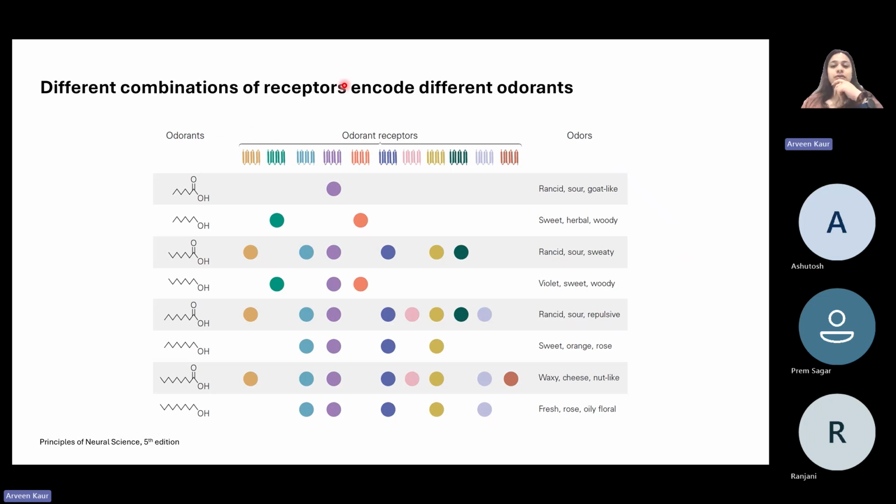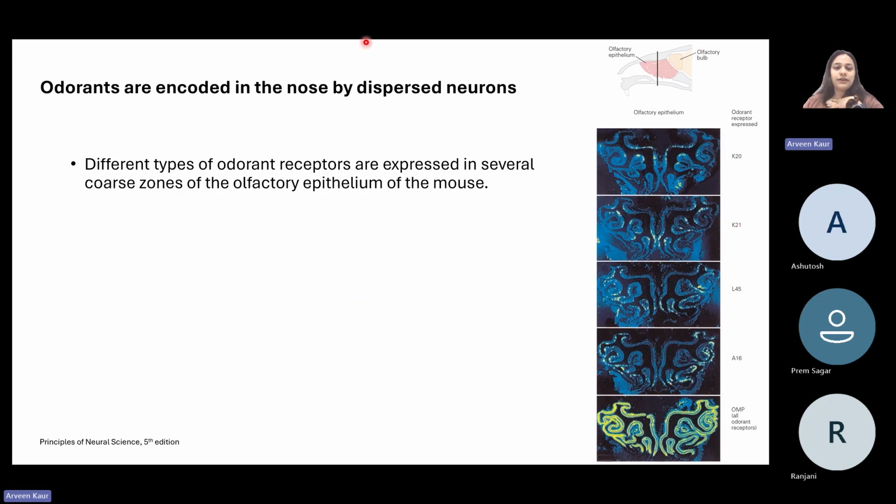So different combinations of receptors actually encode different odorants, right? For instance, if only this purple one is there, I might get the feeling that the odor is rancid, sour, and goat-like. But if the purple is also combined with this orange and green, it might smell completely different and smell like violet, sweet, and woody, right? Similarly, different combinations of these odorants give different types of odors that we perceive.